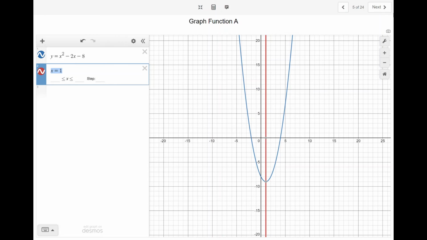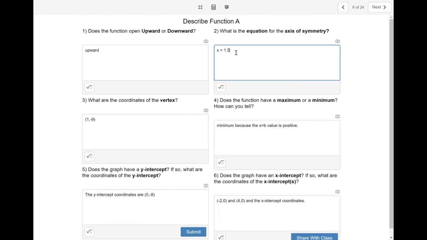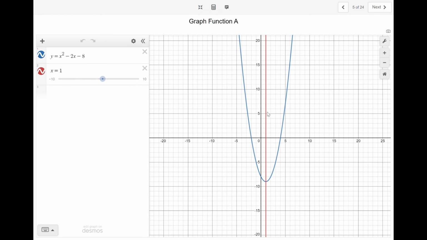So this student just needs a little help. So I'm just going to put here for the student x equals 1. That's how you could check whether you have the axis of symmetry correct. You could plot it right here and see if it cuts through the quadratic function. Okay, just like that. All right.